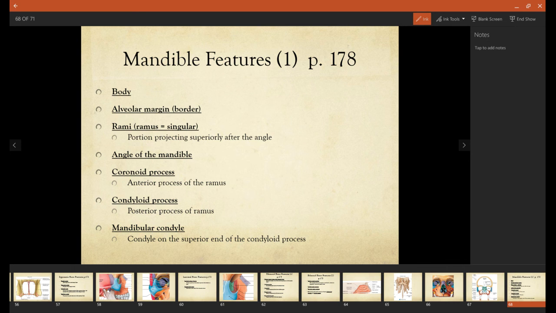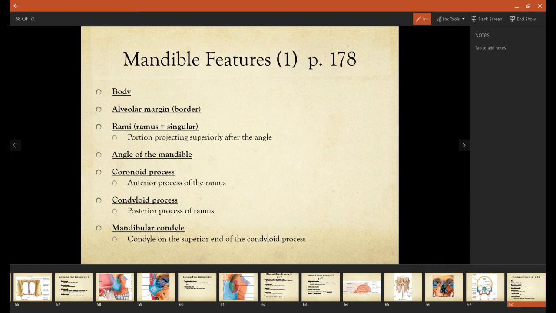Now the rami is plural because there are two sides to the mandible. Ramus is singular. This is the portion going upwards after the angle. And then the angle of the mandible, you can actually feel in yourself. It's the point at the back of your jaw. This is where the body changes direction and starts going upwards, which is the ramus.